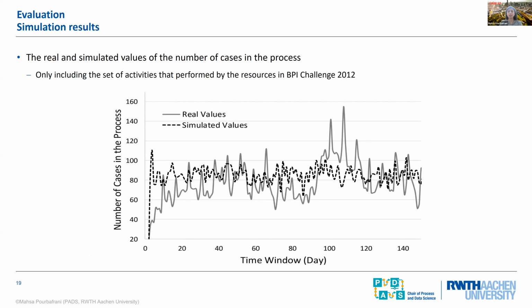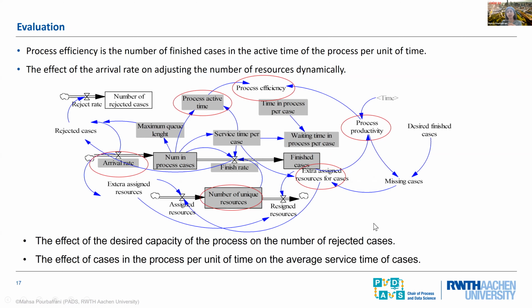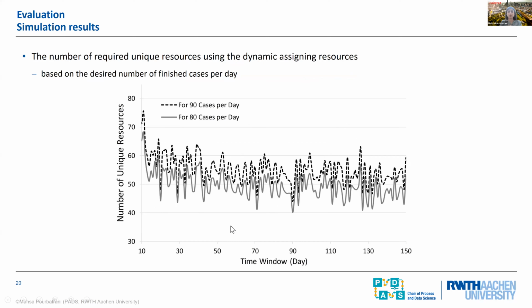And this is the scenario that we apply for unique resource. If I go back here, we have the number of unique resources that your process requires. And this is dynamically set or assigned based on the arrival rate and the number of missing cases from the desired. So if you only want to address 90 cases per day, 10 more cases per day, you require around 9 percent of increase in the number of resources per day that you have.